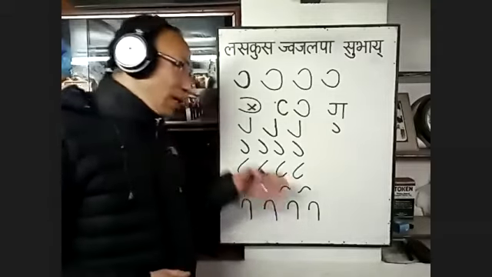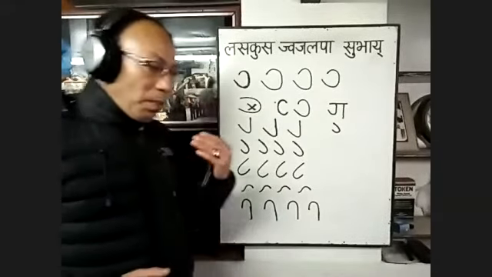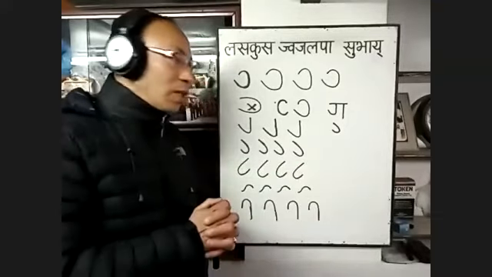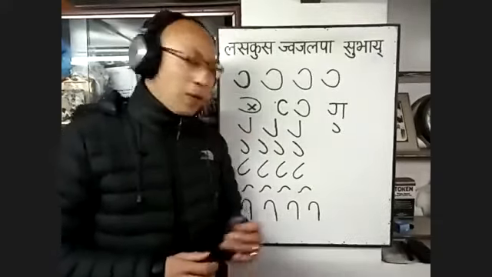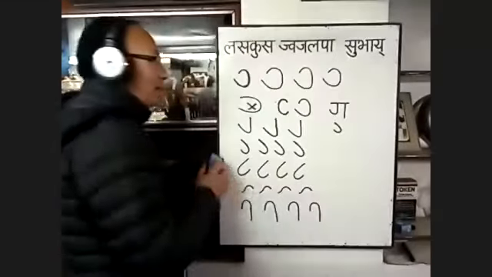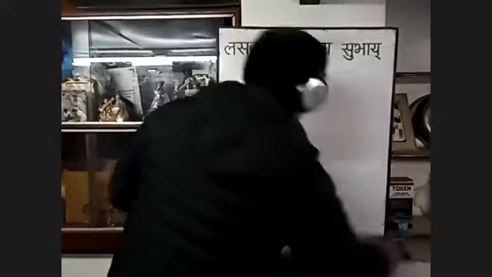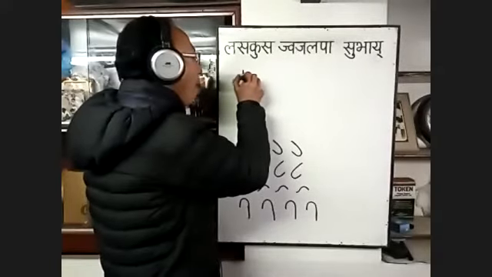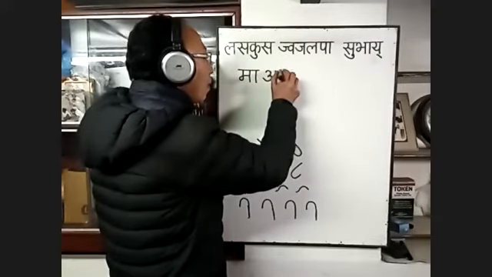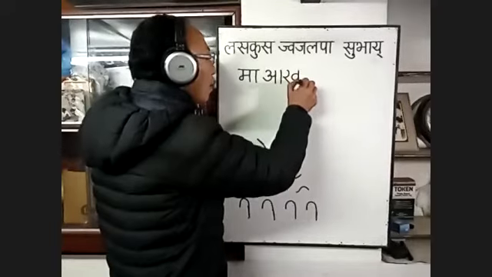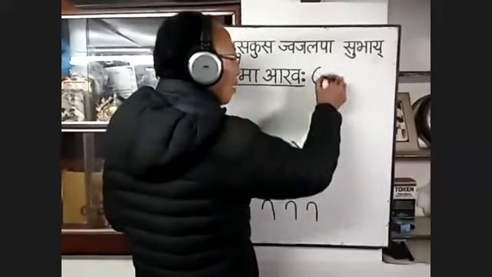Now with these strokes, learning these strokes, we are going to write the Nepal Lipi. And before starting to learn Nepal Lipi, first we are going to learn the vowels, which we call the ma akha. Okay, I'm erasing this. Ma akha means the vowels.